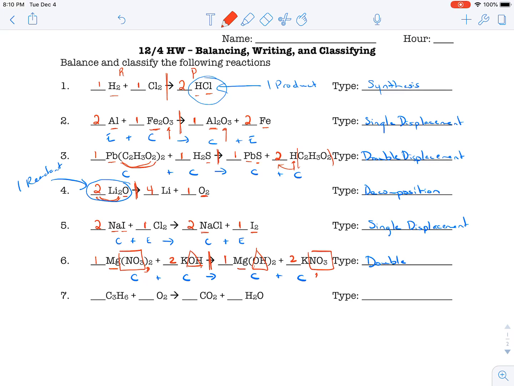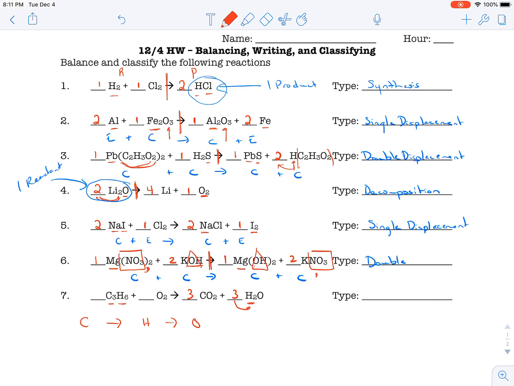So in this one, we're going to start with carbon. Then we're going to do hydrogen, then we're going to do oxygen. All right, that's our plan of attack. We have 3 C's on this side. To get 3 on this side, we're going to put a 3 in front of the CO2. Now we're going to go back and balance our H's. We have 6 on the reactant side, and we need 6 on the product side. So to get that, we're going to put a 3 out there because 3 times 2 gives me 6.